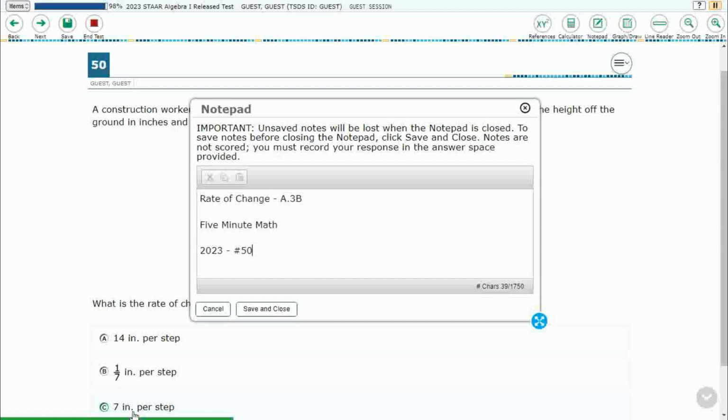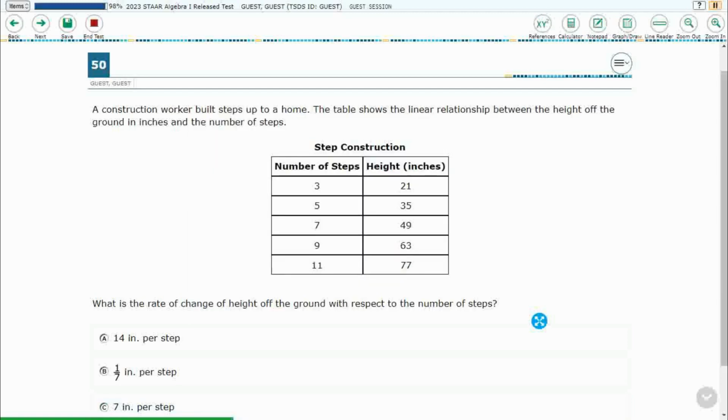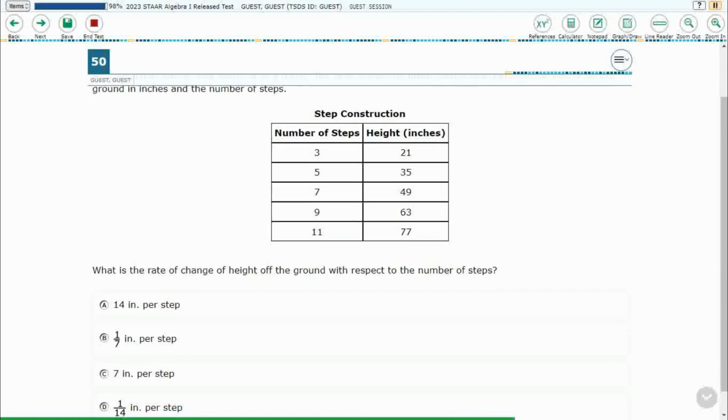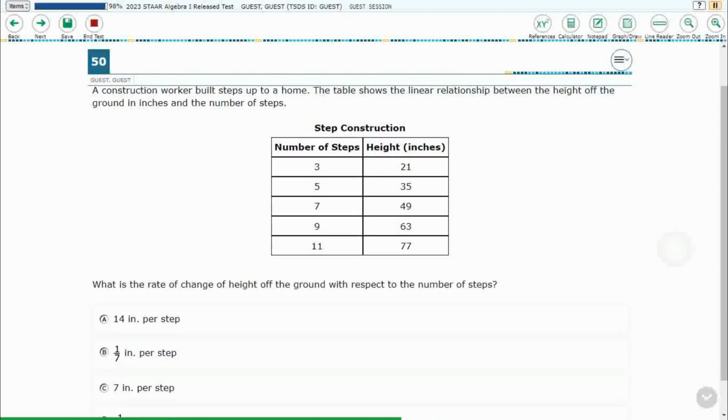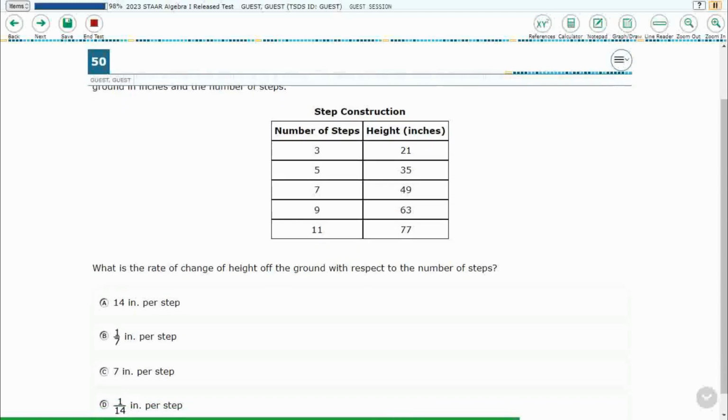Today we are looking at the Algebra 1 concept of rate of change. This is standard A.3B in the great state of Texas, and we are using item number 50 of the 2023 released STAAR test. If you haven't done so already, please take a moment to pause the video, work this problem out on your own, unpause it, and we will look at our answers together.